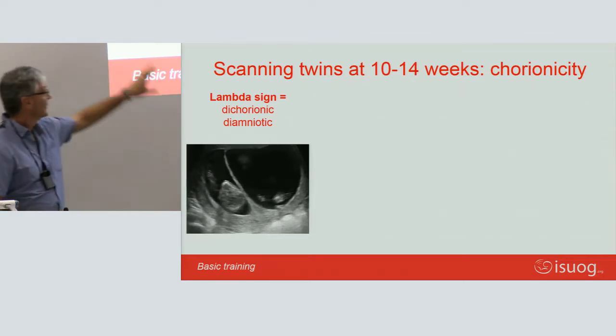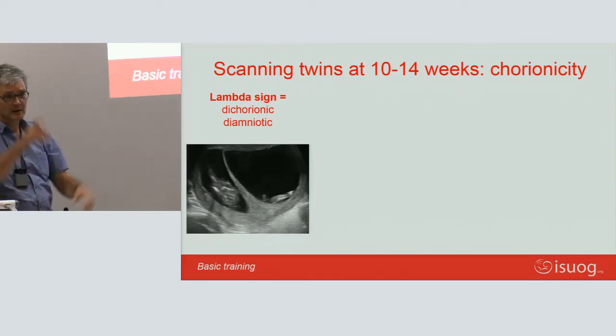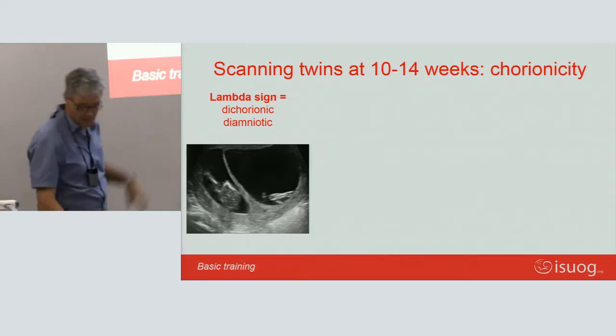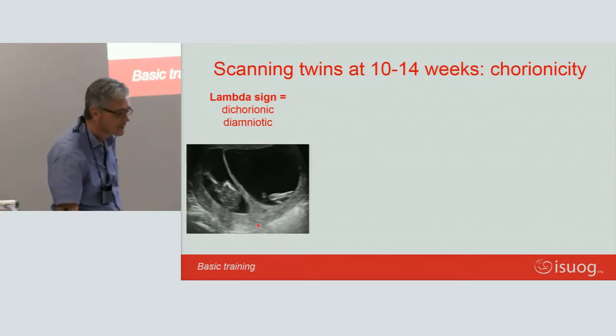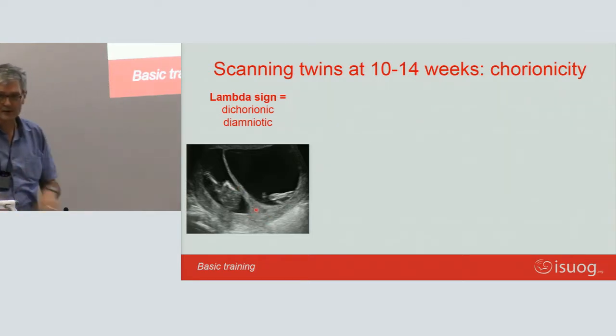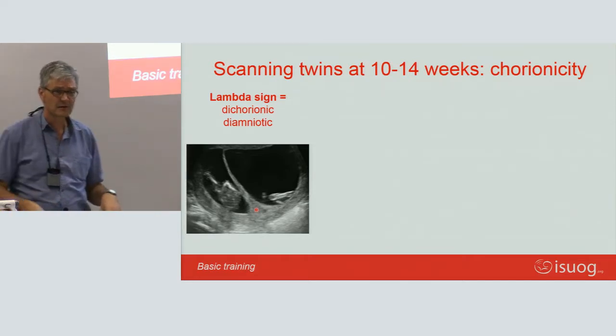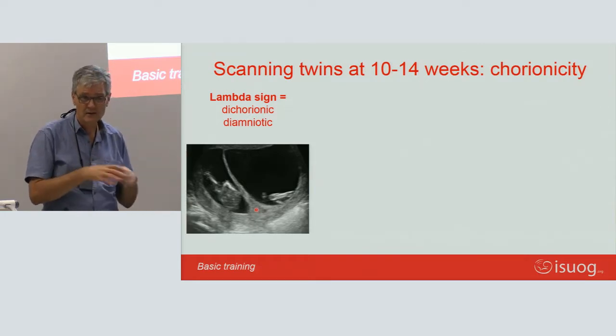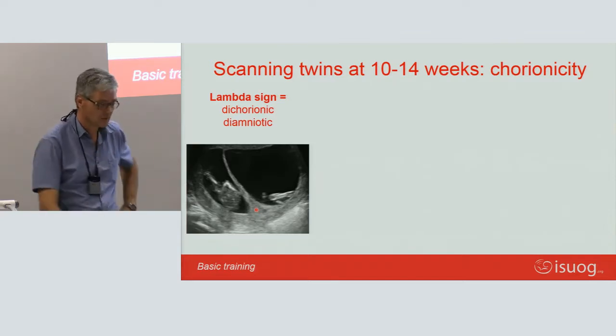And basically, the lambda sign, and it's a Greek lambda, that's an L, so it is a little triangle, and that means there's chorion that is pulled up into the dividing membrane, and that means it's dichorionic. So 2 sacs, 2 placentas, and those are twins that are just by chance sharing the uterus at the same time, and those are the easy twins. Anyone can look after them.